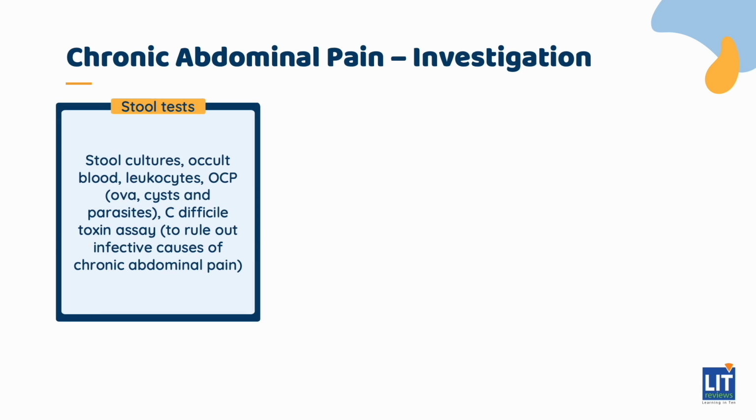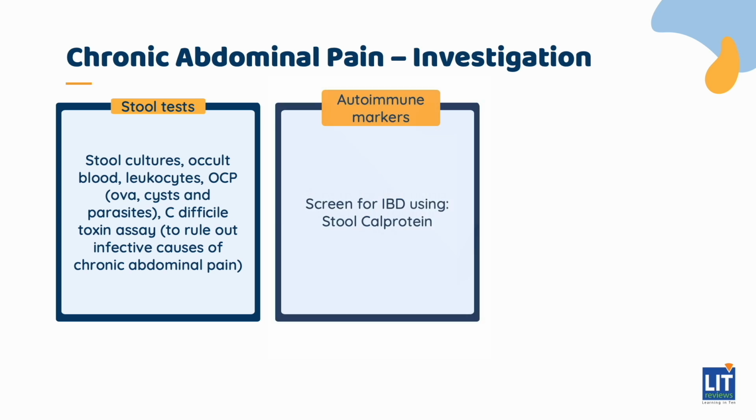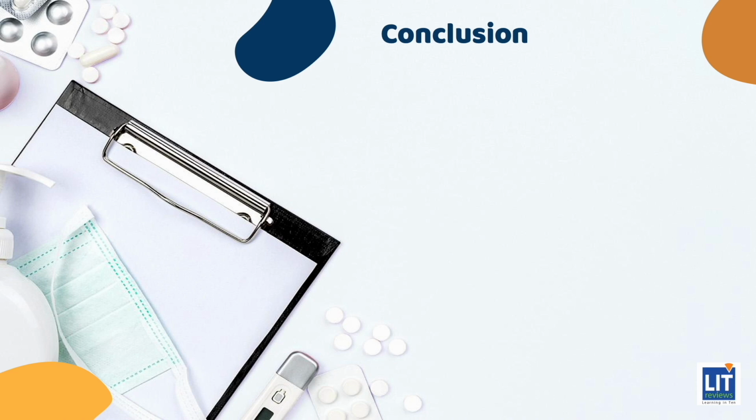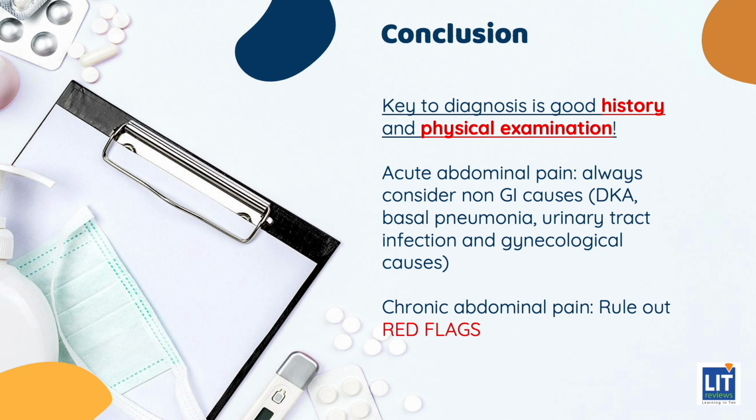Stool tests should be tailored specifically to the clinical suspicions for each patient. These include stool occult blood, stool bacterial cultures, stool for ova, cysts, and parasites, as well as Clostridium difficile toxin assay. Autoimmune markers may be performed if inflammatory bowel disease is suspected. In conclusion, the key to diagnosis is a good history and physical examination.